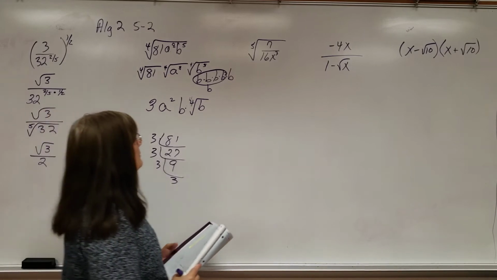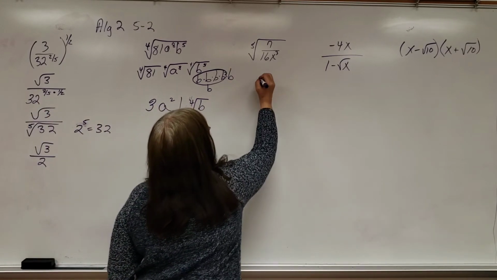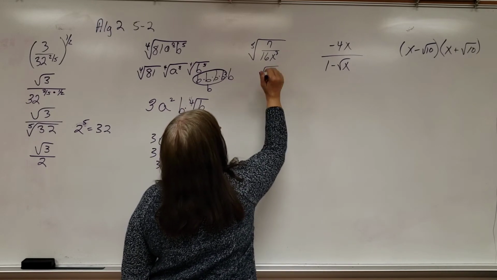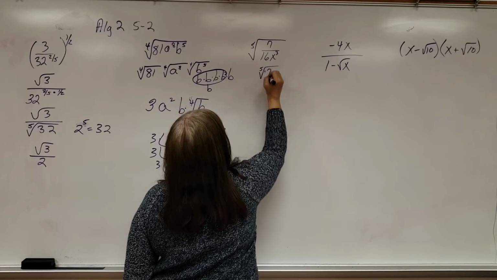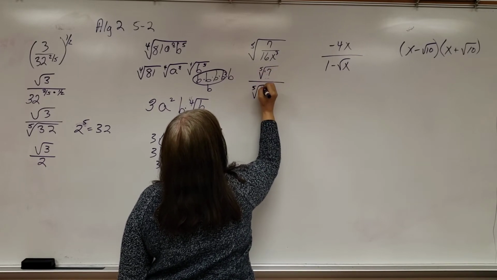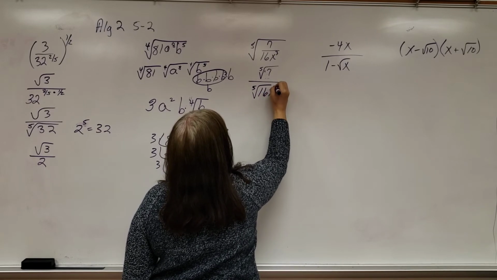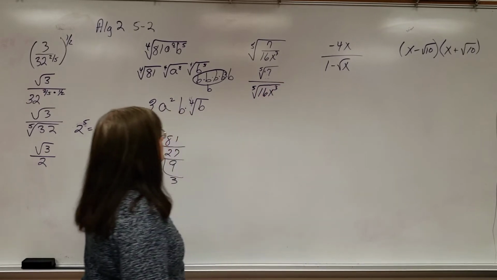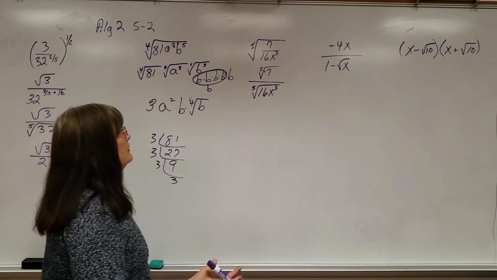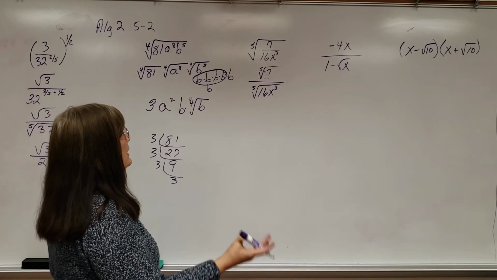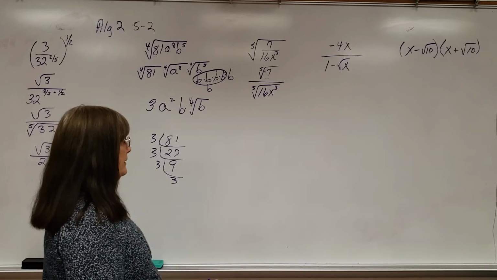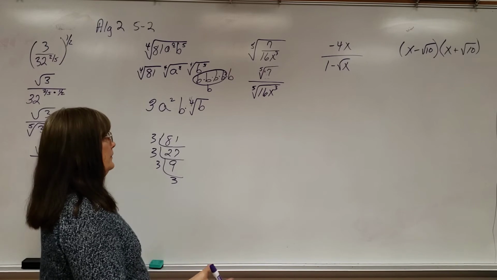Here's another problem. Here I've got the 5th root of 7 over the 5th root of 16x cubed. Now, we don't usually have a problem with radicals in the numerator, but we do have problems with radicals in the denominator. So I need to get it out of there.